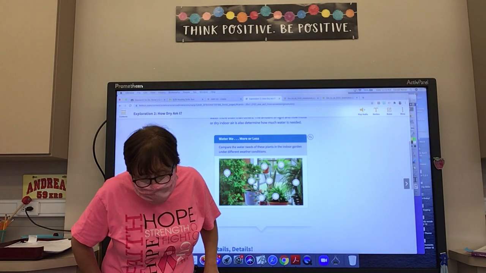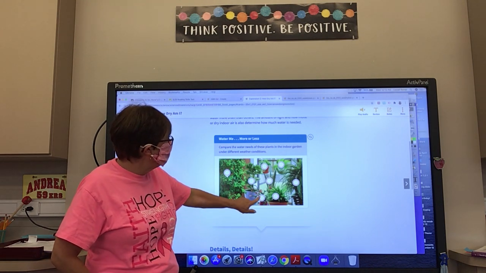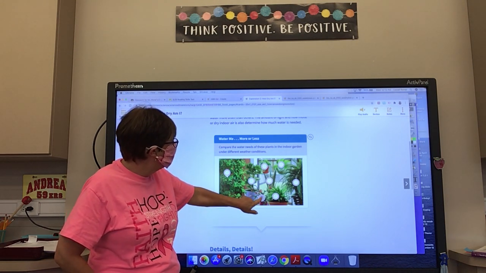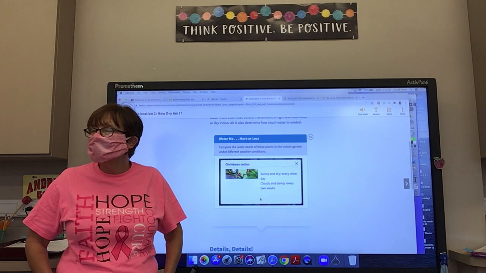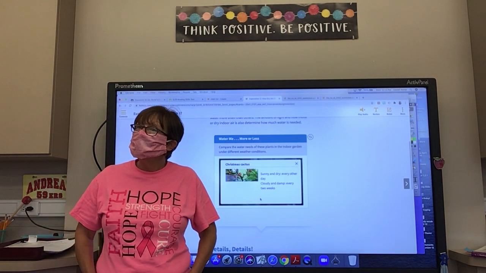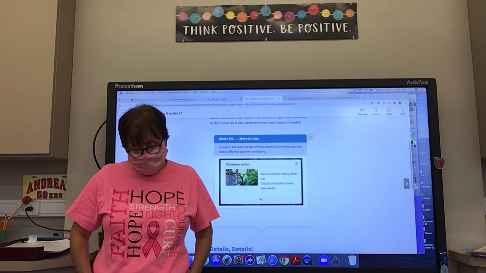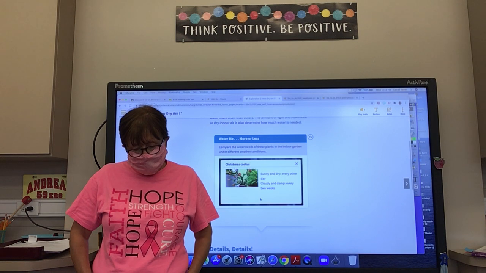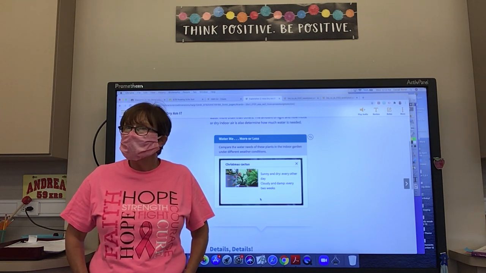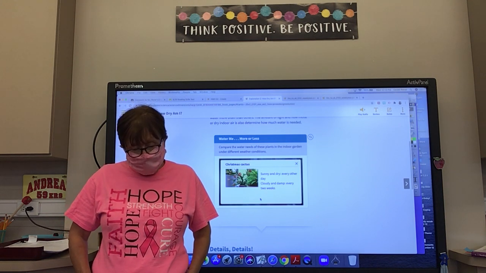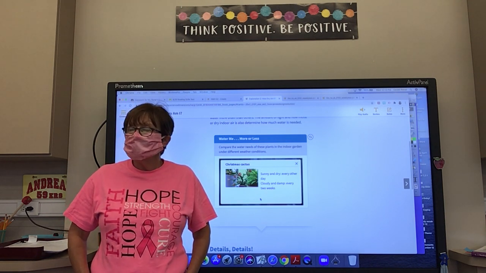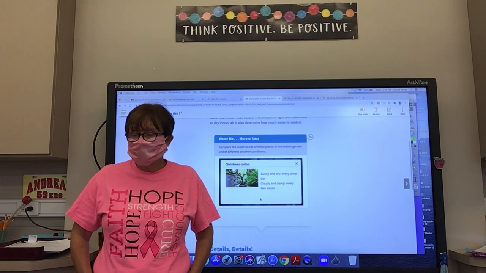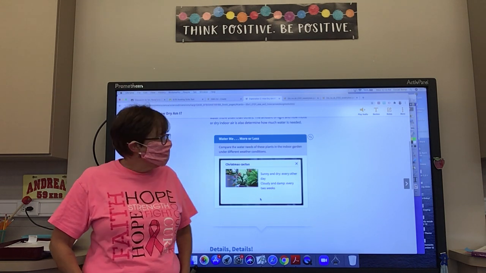Okay, let's do plant C, which is right here. It's got the little red flowers on it. Okay, who'd like to read about plant C, please? Teddy? A Christmas cactus. Conditions sunny and dry, every other day. Cloudy and damp, every 2 weeks. Oh, so that's a big difference, isn't it? If it's sunny and dry, you have to water it every other day. But if it is cloudy and damp, every 2 weeks.